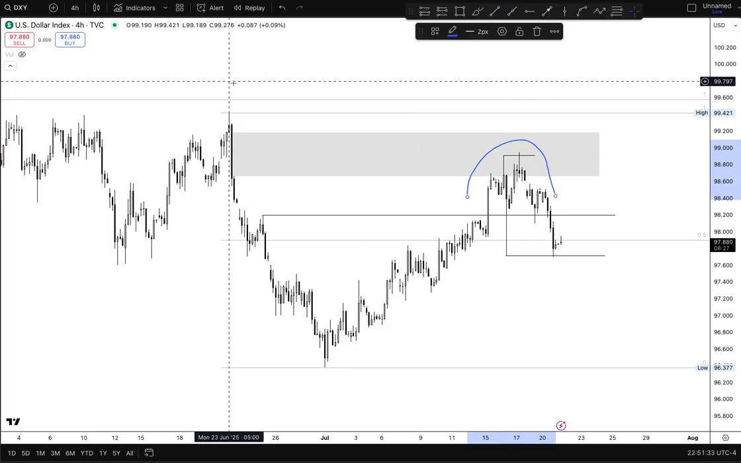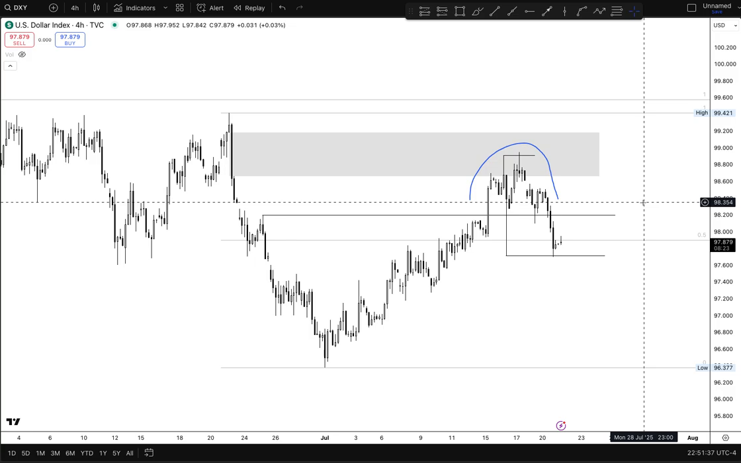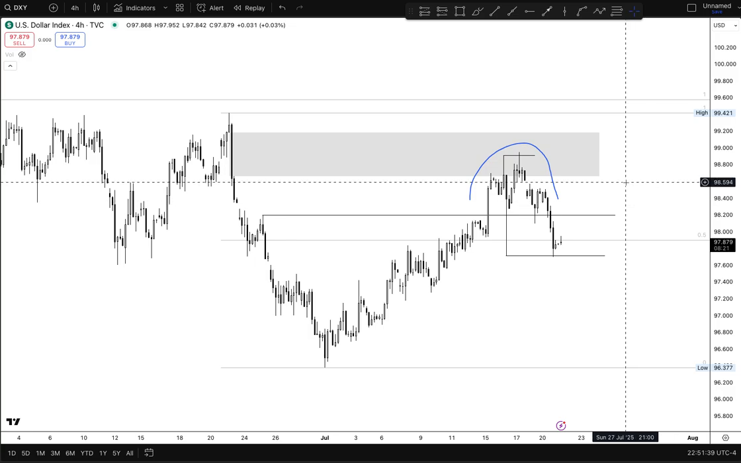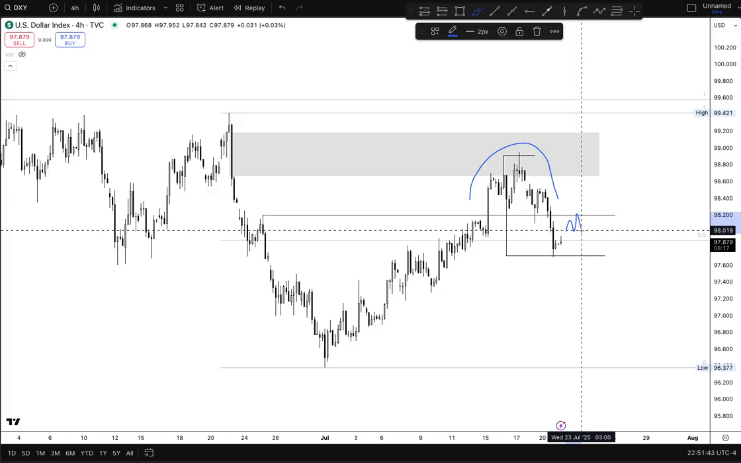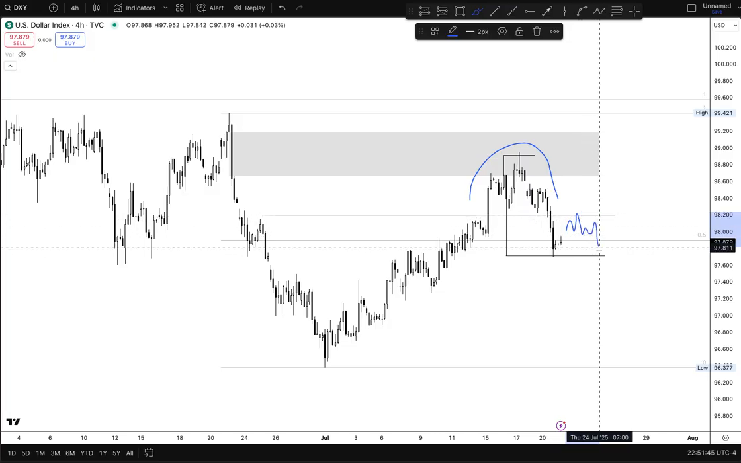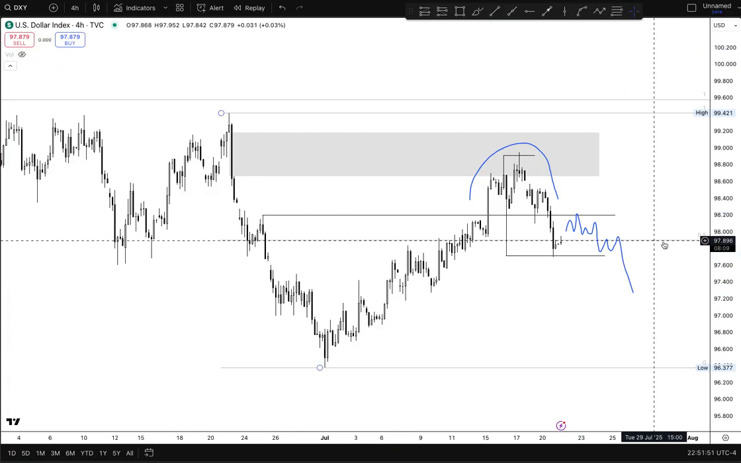So going to try and stick with my bias this upcoming week. So again, right now we'll see if we can potentially tag this range high, and then start looking for downside here for dollar.